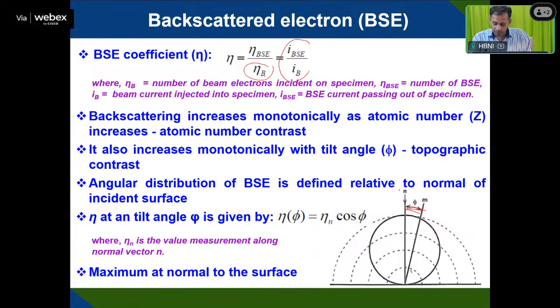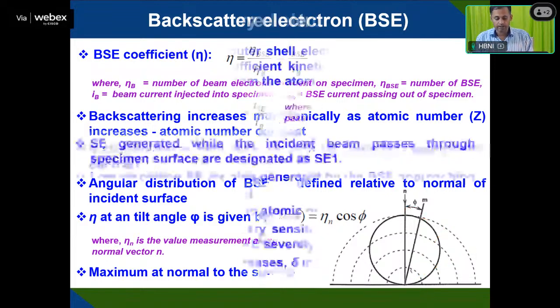If the tilt angle is normal, that is almost 0 degree tilt angle, the beam is incident normally. In that case, you will see that backscattering will be maximum. But if the tilt angle keeps on increasing, like n phi equal to n cos phi, decreasing from here to here to here, you will see that the backscatter electron density will decrease.